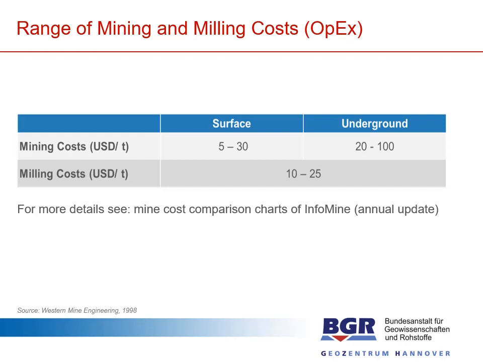This only depends on what deposit you have, what minerals you have. And the milling costs shown here are 10 to 25, but of course have a far higher range. If you have a very big deposit, the milling costs can be as low as $5, but can also be as high as $150 or $200 if you have a very, very small deposit and so a very small processing facility. The data is taken from InfoMine to be able to use the model costs and to do the economic assessment.